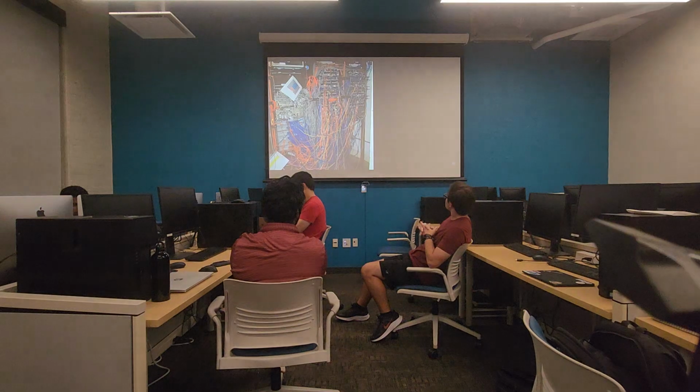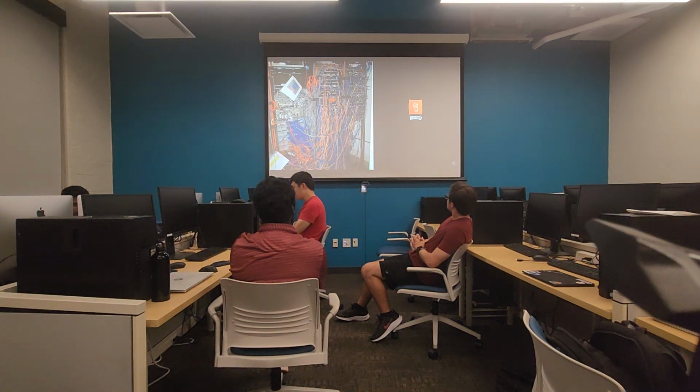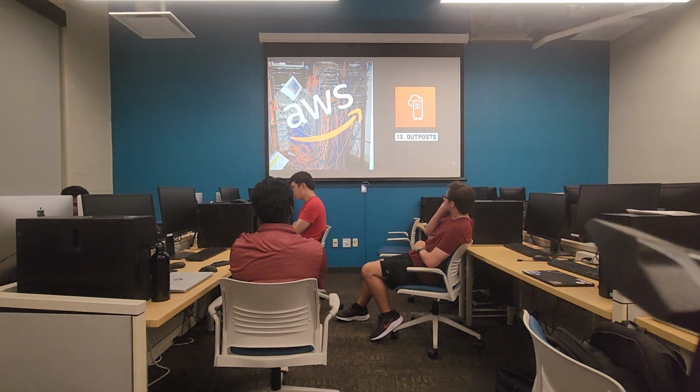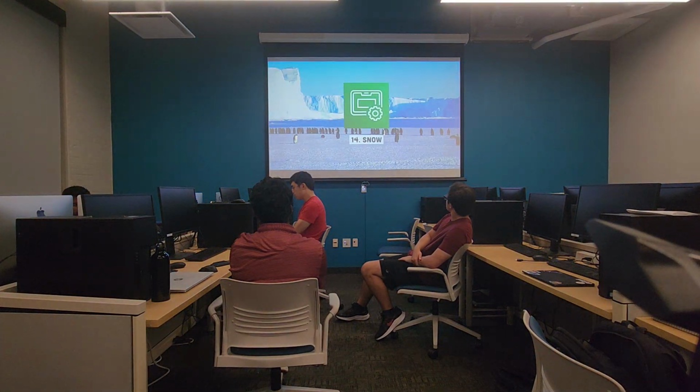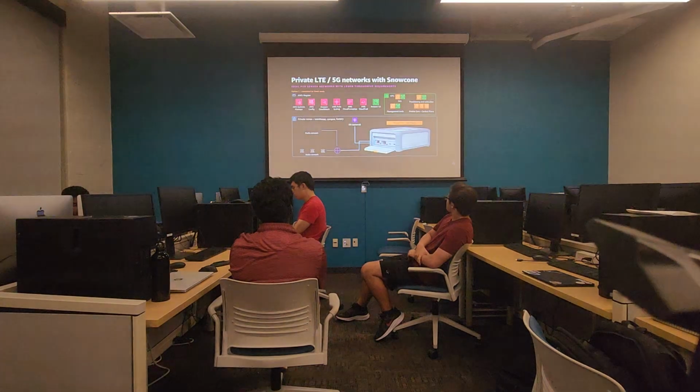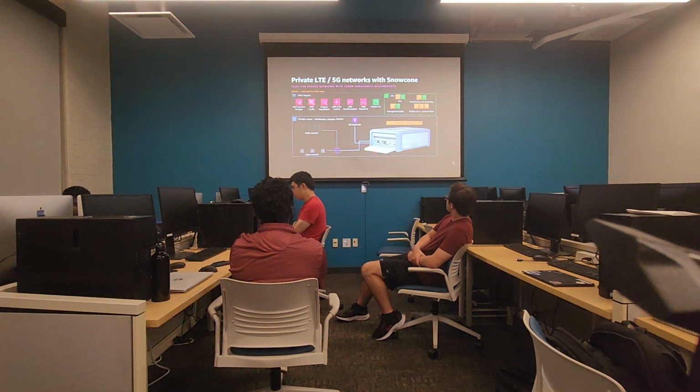But what if you're a huge enterprise with a bunch of its own servers? Outposts is a way to run AWS APIs on your own infrastructure without needing to throw your old servers in the garbage. In other cases, you may want to interact with AWS from remote or extreme environments, like if you're a scientist in the Arctic. Snow devices are like little mini data centers that can work without internet in hostile environments.